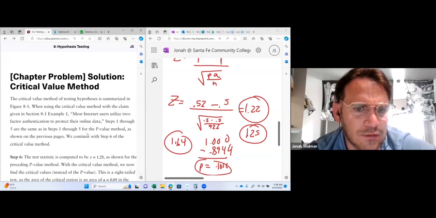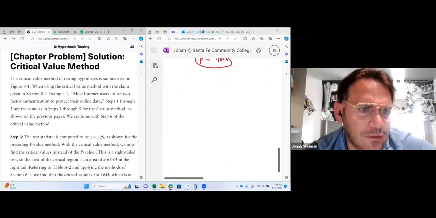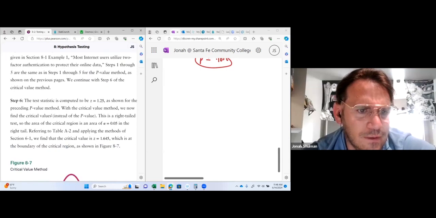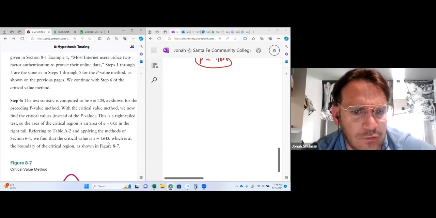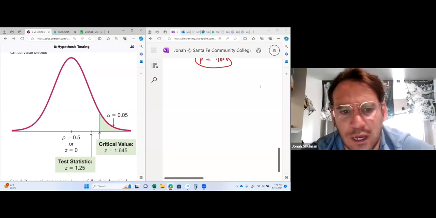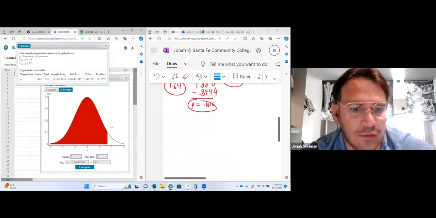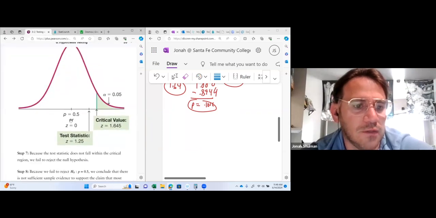Chapter problem solution. All right, now we get to the critical value method. The critical value method of hypothesis summarized in 8.1. Our test statistic is 1.25. Our alpha is 0.05, and this is 1.645. So what does this mean? Our test statistic is here, this 1.25. That's what we got. But we have to be bigger than the 1.645. This is exactly what I showed you. See, we're here, but we got to be here. And that's why we have to fail to reject the null hypothesis.